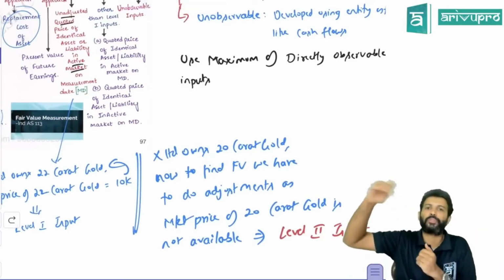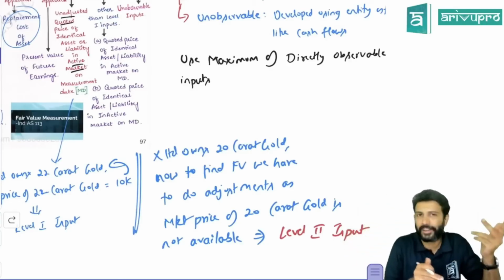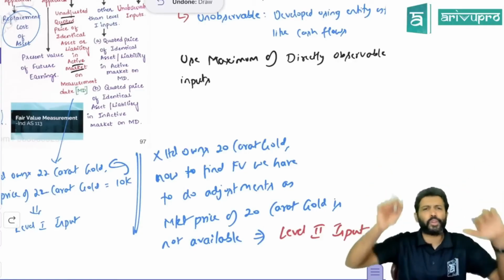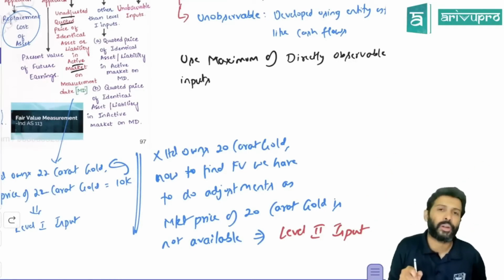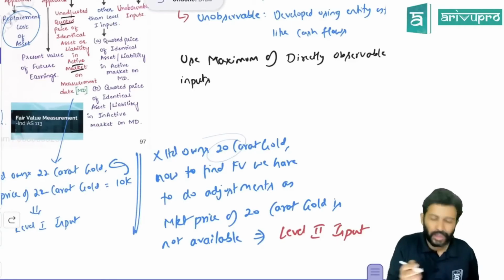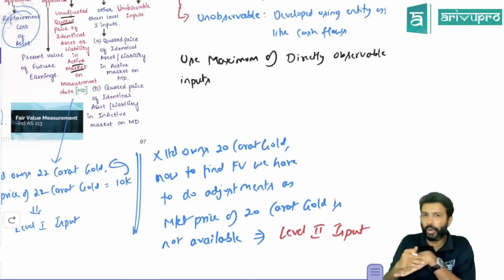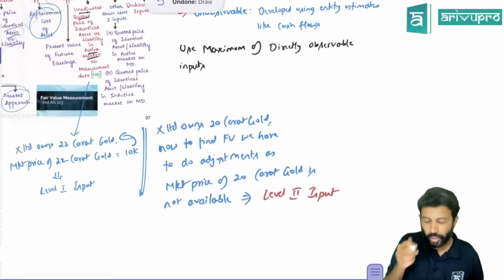We say 24 karat is more pure, 22 karat is less pure, 20 karat is even less pure, like that, right? So this company owns, let's say, 20 karat gold. But in the market, if you check, we don't have a price for 20 karat gold. We only have it for 22 karat gold. That means the company has to take the market price of 22 karat gold and do some adjustments. Only then will they get the fair value of 20 karat gold.